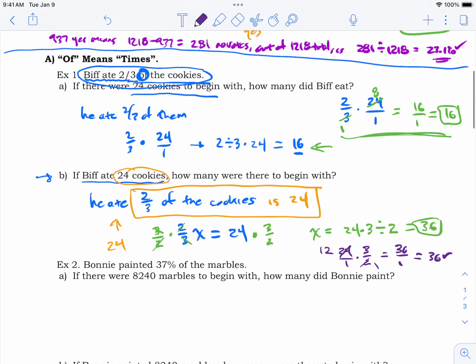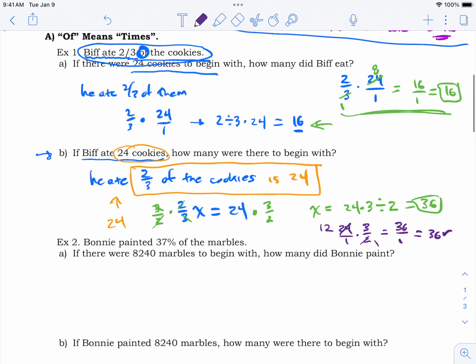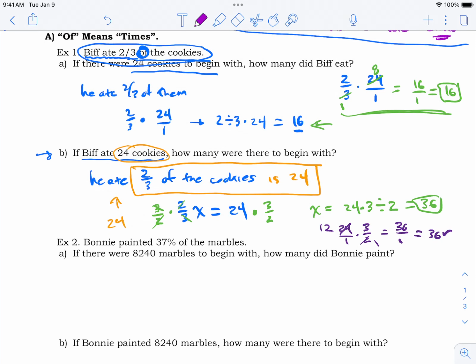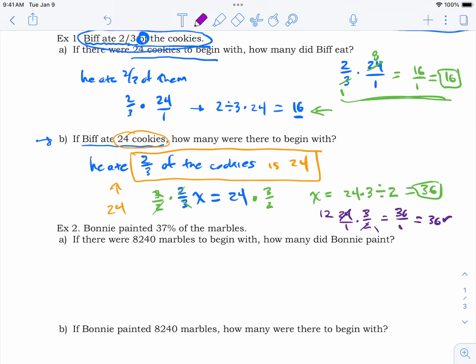Okay, next. Now we have kind of the same thing. It's a percentage instead of a fraction. What color can I use today? How about that one? So it's still kind of a of the marbles. We're talking Bonnie painted 37% of the marbles. There's that of again. So 37% of those. So she painted, and you don't have to write this phrase down, but you certainly want to think this phrase. Painted 37% of all the marbles.